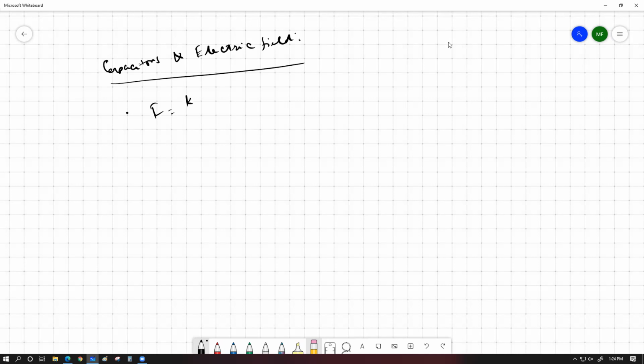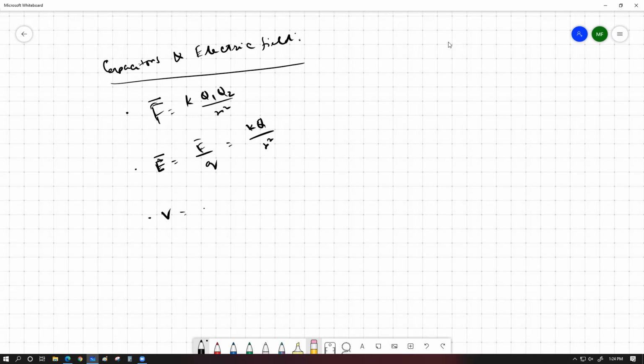Equals to K Q by R squared, electric field strength. It is a vector. Force, also a vector, which is force binding charge, is equals to K Q by R squared.